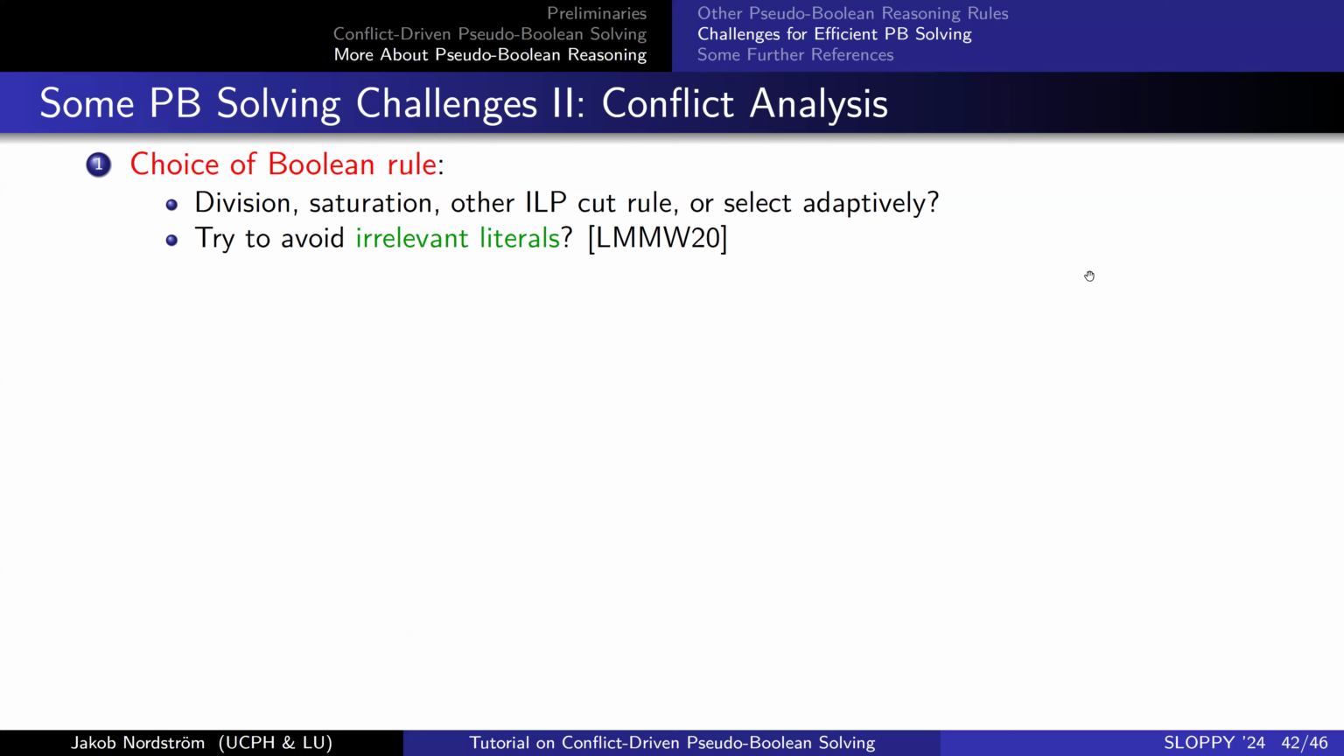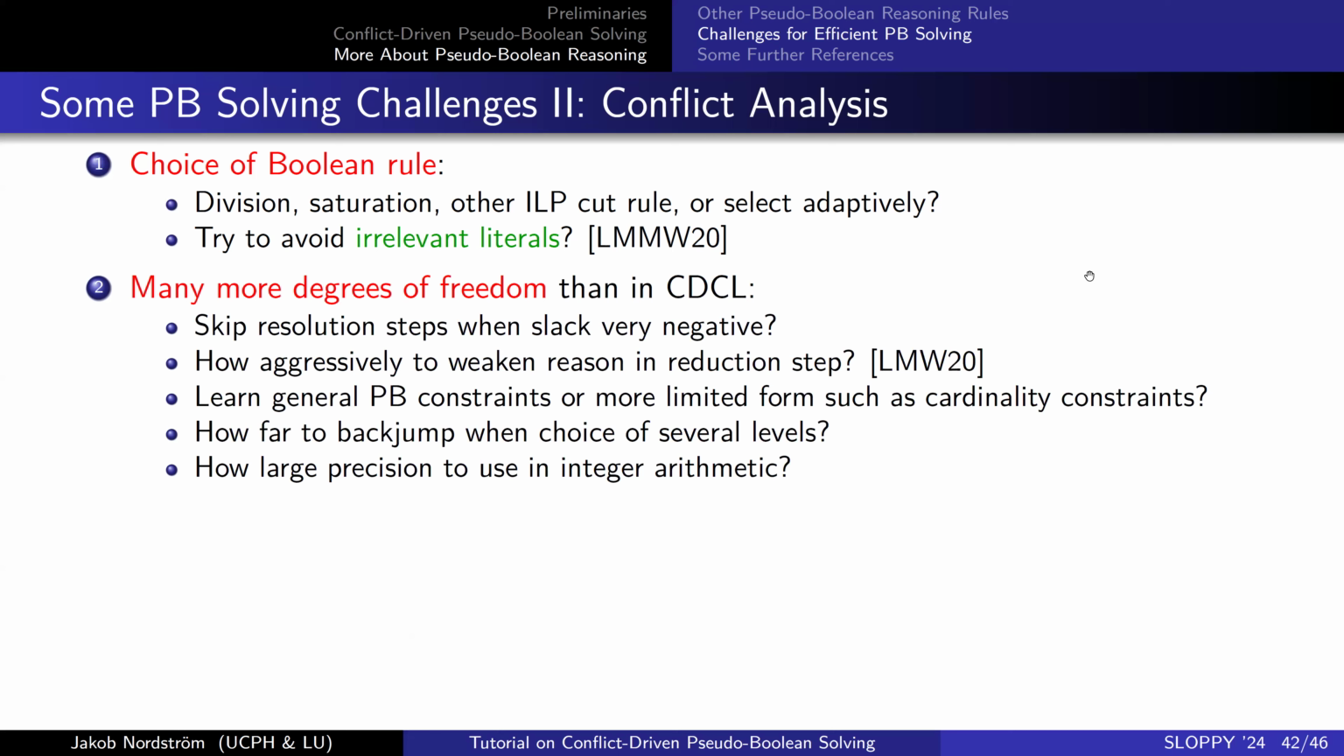The SAT4J team discovered that sometimes you pick up irrelevant literals that are just not important. We saw this with X4, which was an example of an irrelevant literal in our first toy example. If we could have just detected this and removed it, then we would have had a better conflict analysis. We already talked about how in a pseudo-Boolean setting, conflict analysis has many more degrees of freedom. How should you do the reduction? Do we want to learn only cardinality constraints as in Galena or more general pseudo-Boolean constraints? There are also other things.